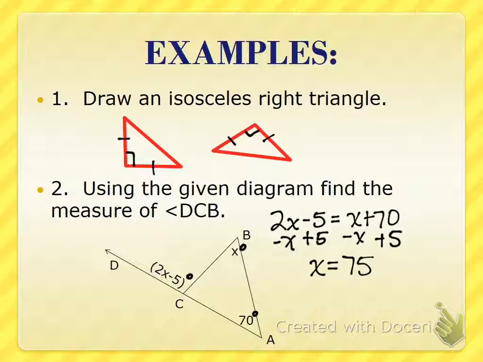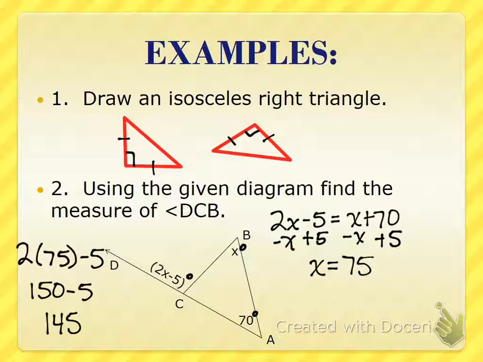Is that all we wanted was x? No. What do we need to do now? Okay, plug it back in to find the measure of angle DCB. So 2 times 75 minus 5. What's 2 times 75? 150. Okay, minus 5 is 145 degrees. So that is our measure of angle DCB.